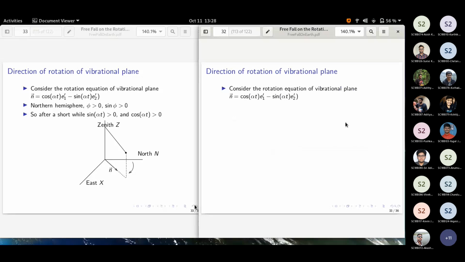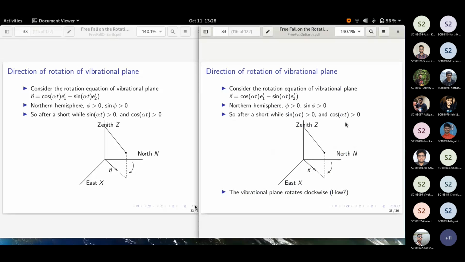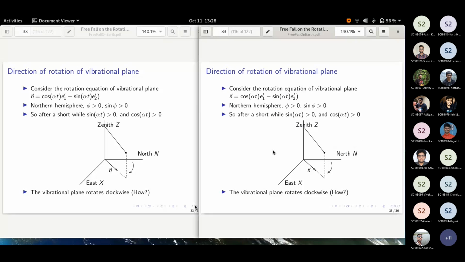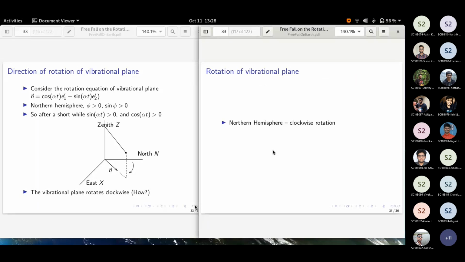Yes, the vibrational plane rotates clockwise in the northern hemisphere and counterclockwise in the southern hemisphere. At the equator, this experiment fails. However, you have pointed out that if I set different initial conditions, will the same conditions hold? So we have to actually solve and see whether these expressions hold for different initial conditions.